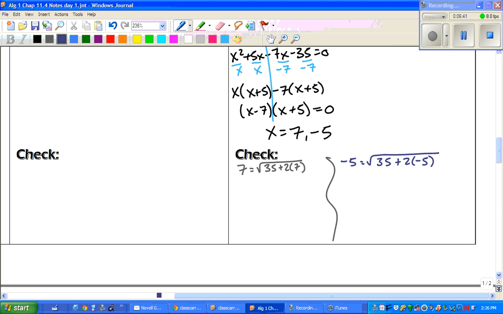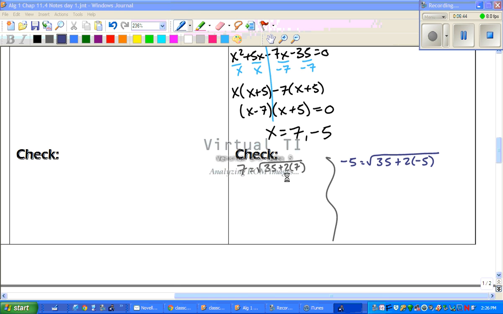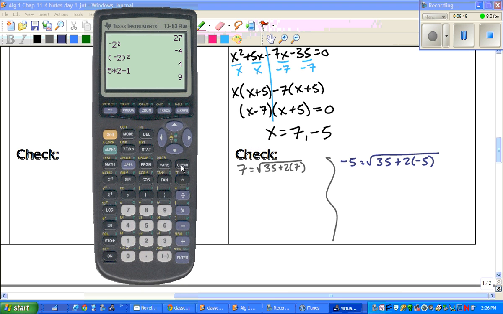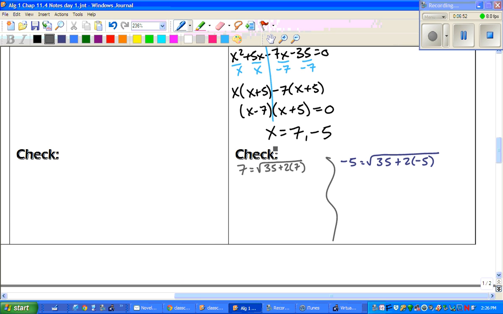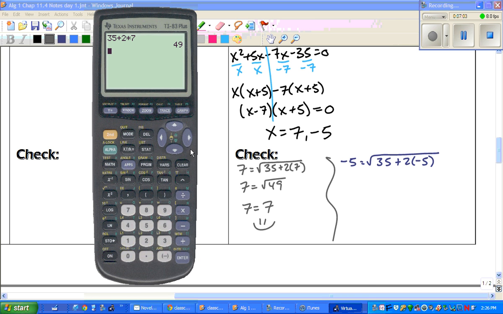Okay, so if you need to use your calculators for the part underneath the square root, that is okay. We got 35 plus 2 times 7 gives us 49. And the square root of 49 is 7. Yay, that worked. Now let's do the other one.